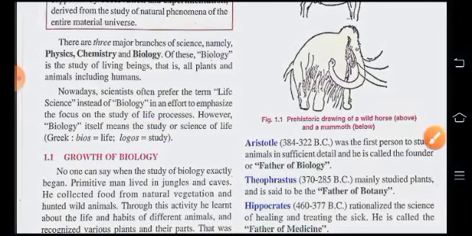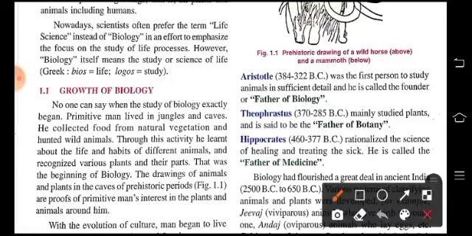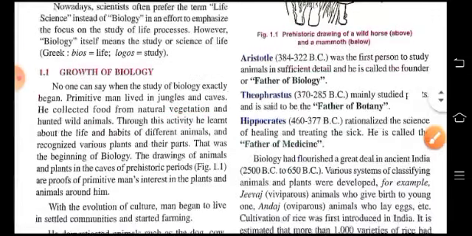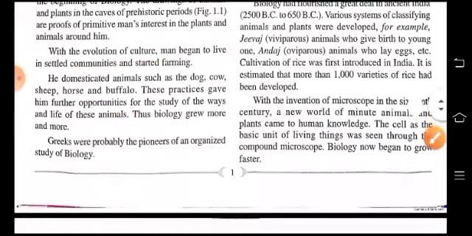Children, you know that in primitive times, man lived in jungles and caves. He collected food from natural vegetation and hunted wild animals. But with the evolution of culture, men began to live in settled communities and started farming. He domesticated animals like dogs, cows, sheep, horses, and buffaloes. These practices gave him the opportunity to study the ways and life of these animals. So biology grew more and more.